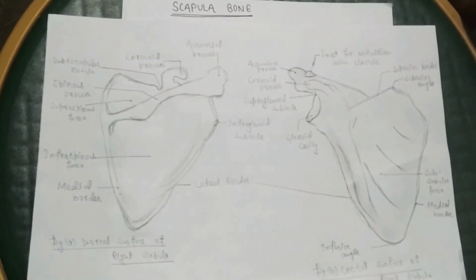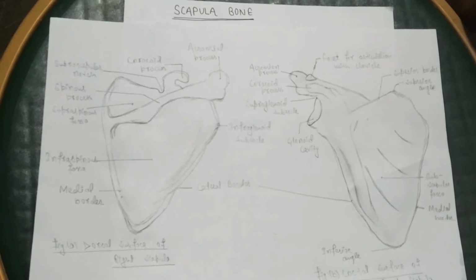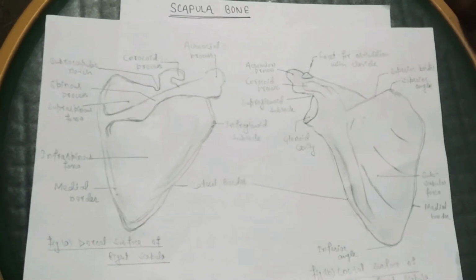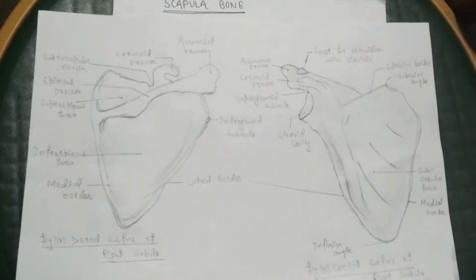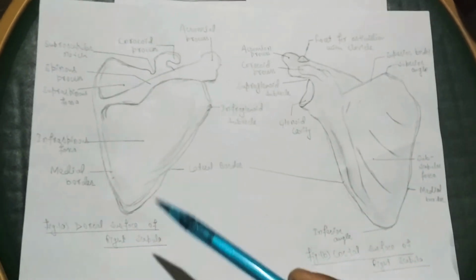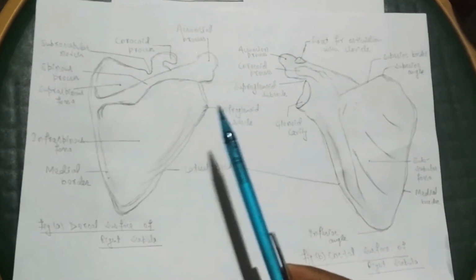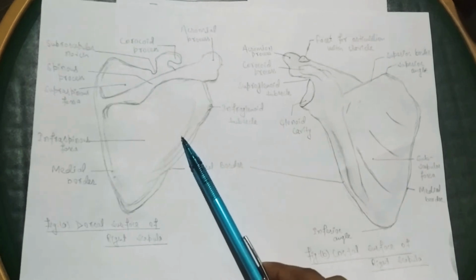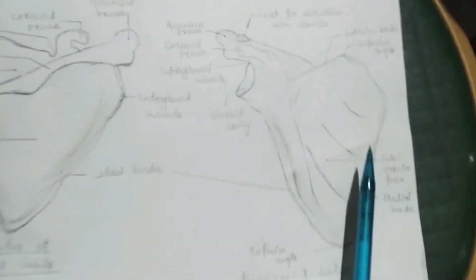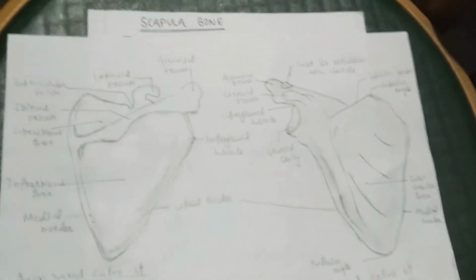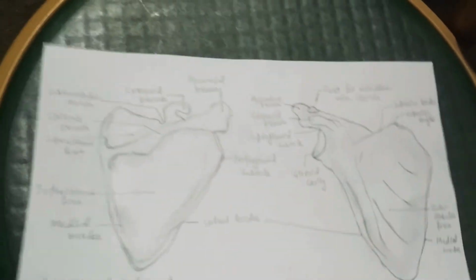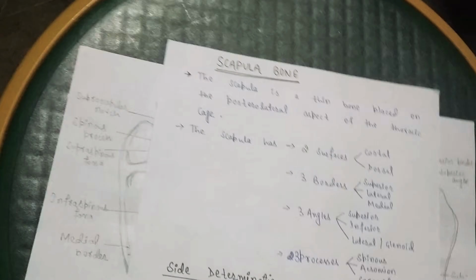Hello friends, in this video I am going to explain the side determination of the scapula bone. In this diagram you can see the diagram of the scapula bone. This is the dorsal surface of the right scapula and this is the costal surface of the right scapula. Let's start with a little introduction of the scapula bone.